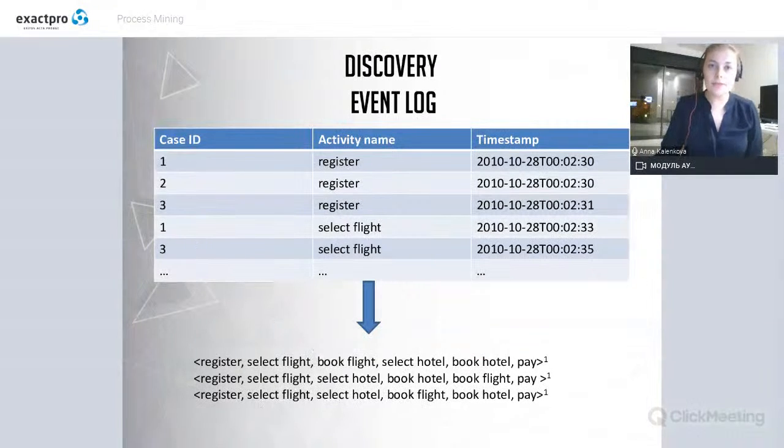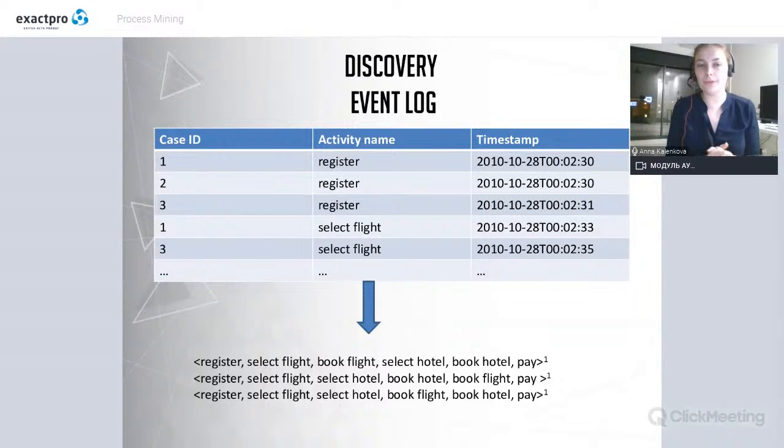As I said, discovery algorithms take event logs as input. Here you can see an example of an event log. Mainly, we need only three attributes. These are case IDs, where each case corresponds to one run of the program, the activity name, that is the name of the event that happened, and a timestamp.